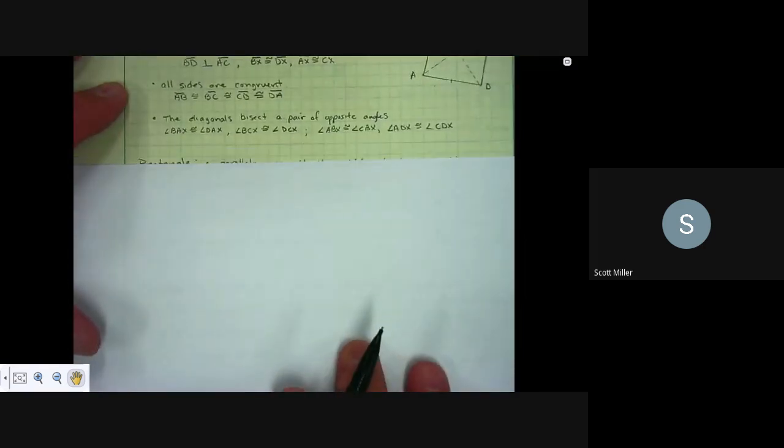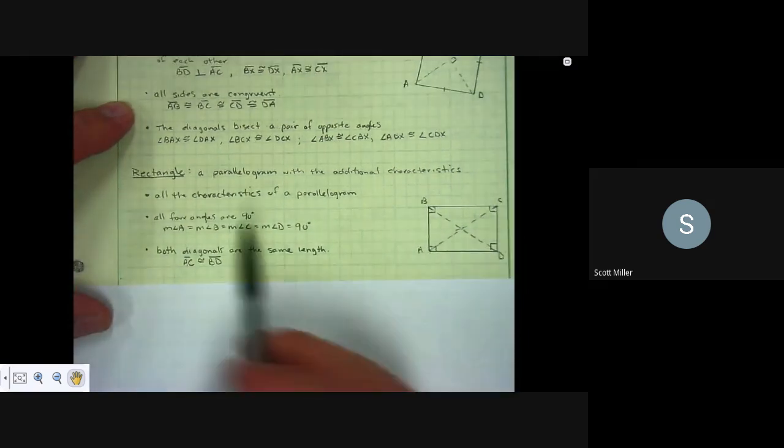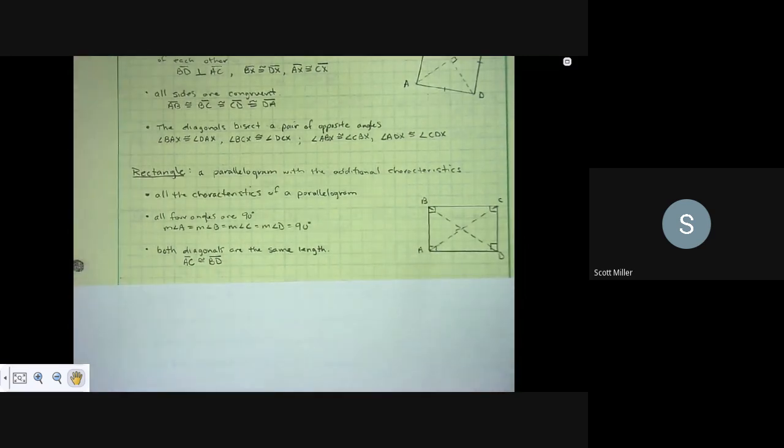Okay, so then the next one we want to look at is the rectangle. A rectangle is a parallelogram. Kind of obvious because opposite sides are parallel and of equal length. Okay, and all the characteristics of a parallelogram are in play, plus these additional ones. What is additional to this? All four angles are 90 degrees. That's what makes a rectangle unique from other parallelograms.